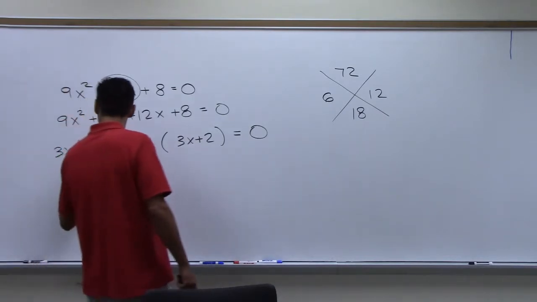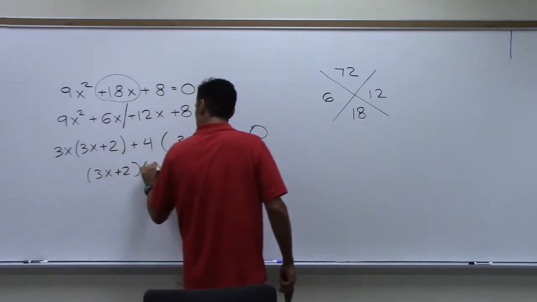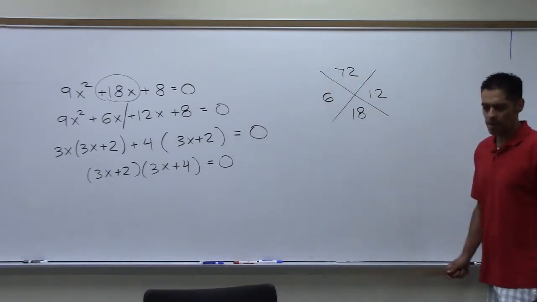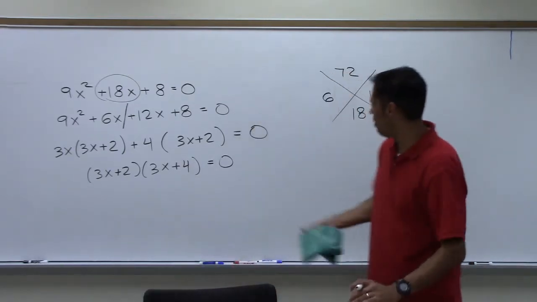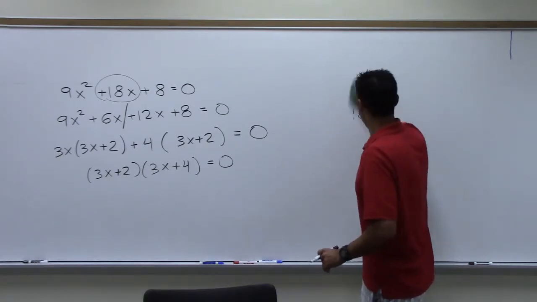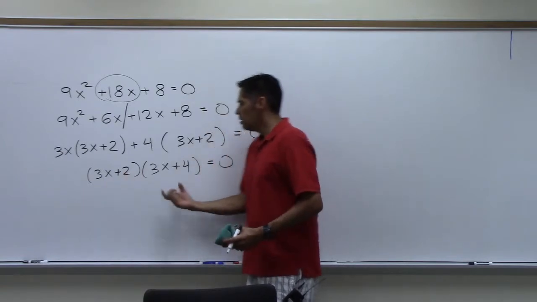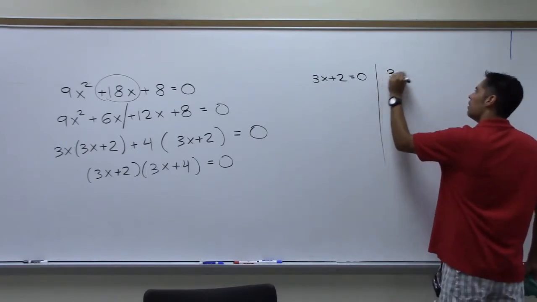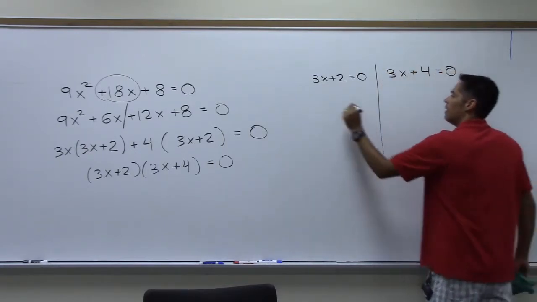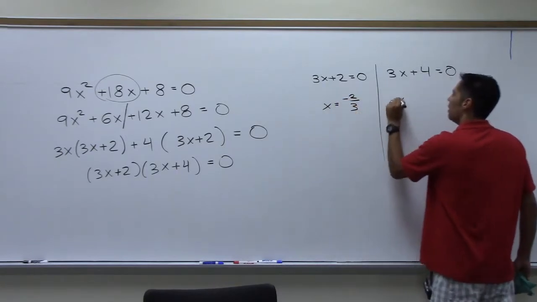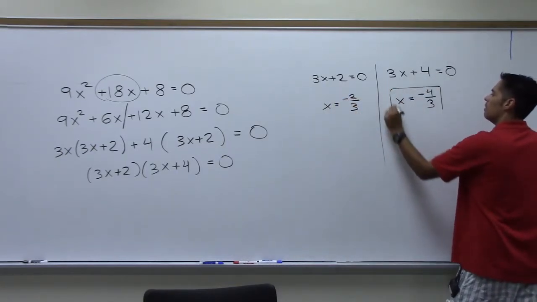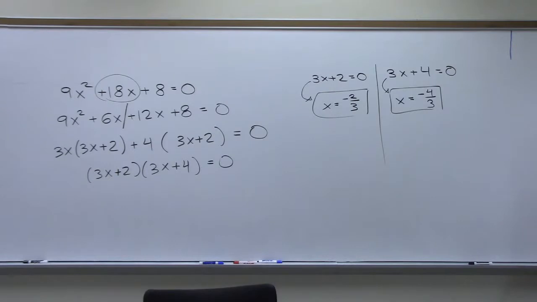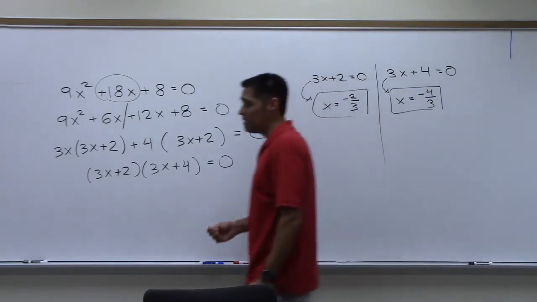Okay. So I'm going to write 3x plus 2, and then 3x plus 4 equals 0. And then what do I do with this? Set each one of those equal to 0, right? Both factors equal to 0. We call each of these factors. So 3x plus 2 equals 0, and 3x plus 4 equals 0. And x is negative 2/3, and x is negative 4/3. I would assume that you could get from here to here by just moving things around, dividing through. All right, so that's what we ended with last time.